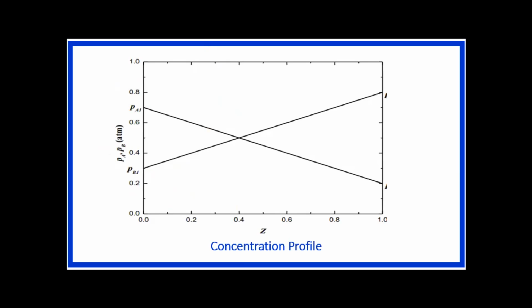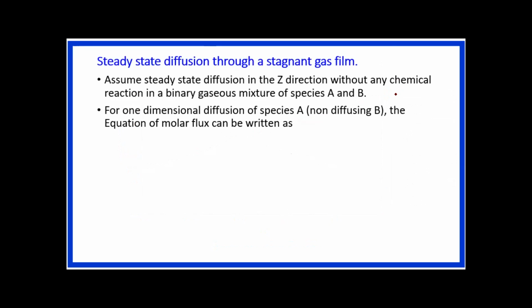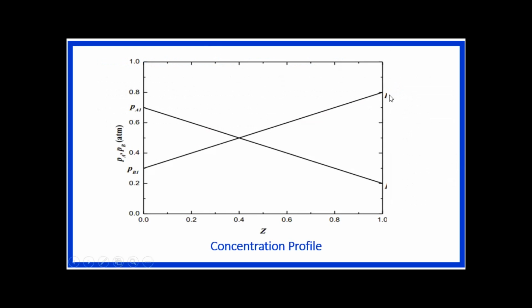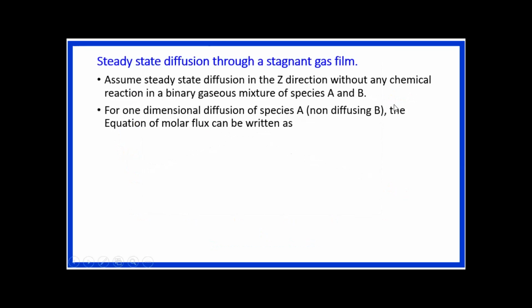So this relationship of partial pressures or the concentrations or the molar fractions is shown in this diagram. So this is the concentration profile, that is PA, PB versus Z, that is distance. So this is one of the lines that is representing PB1 to PB2 condition, and then PA1 to PA2 condition. So from this line and nature of graph, we can understand the relationship between these partial pressures and the distances.